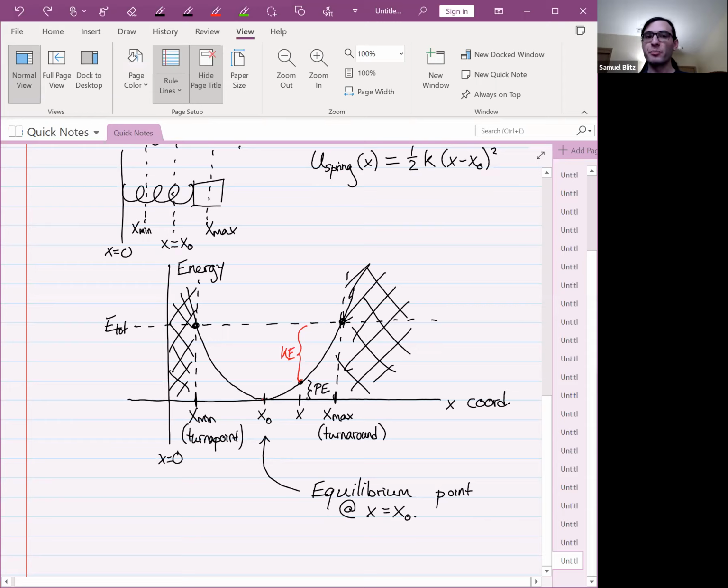For example, if you just attach an object to a spring and you don't push it or get it going, it'll just happily sit there. That is an equilibrium point. And what that means, that it'll just happily sit there, is that there's no net force. So the way we can view equilibrium points from a potential energy perspective is, what would the potential energy look like where there is 0 net force?